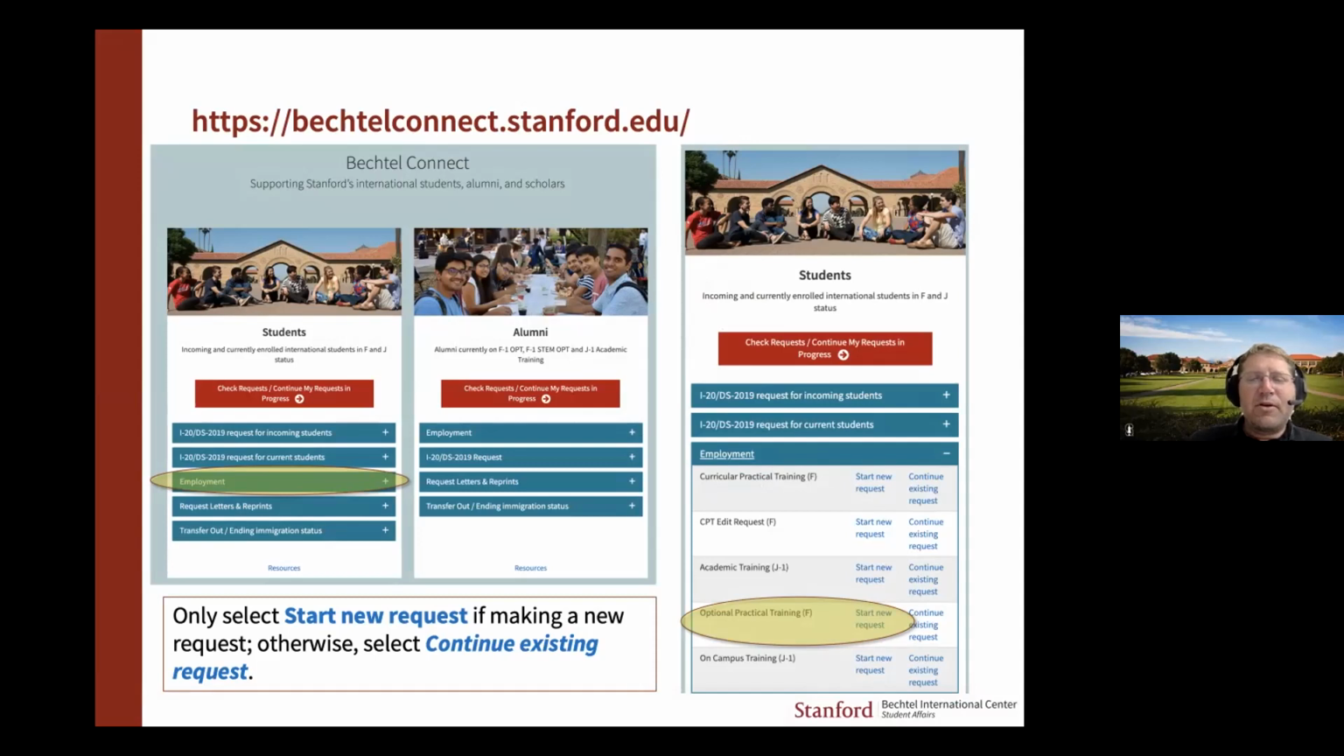If you click on start new request, what happens is we get multiple submissions, which you can't withdraw, and it makes it harder for us in terms of processing time because we have to go through and figure out which of your applications was the one you actually meant to submit. So again, click on start new request to start your new request. And after you've done that, if you want to go back and finish it or take a look at the status of it, you'll click on continue existing request.